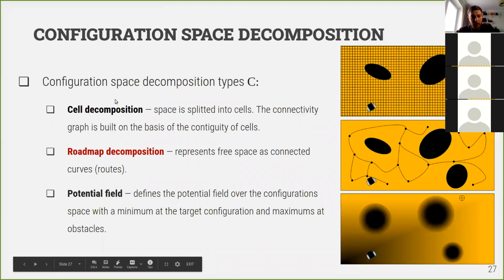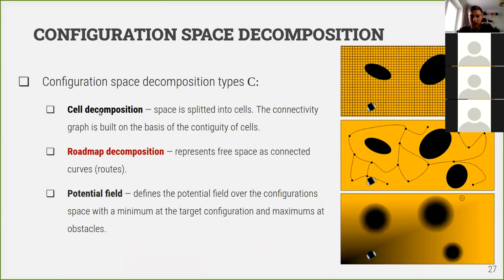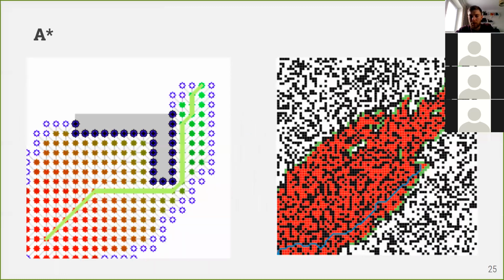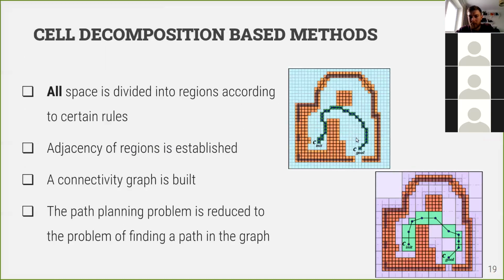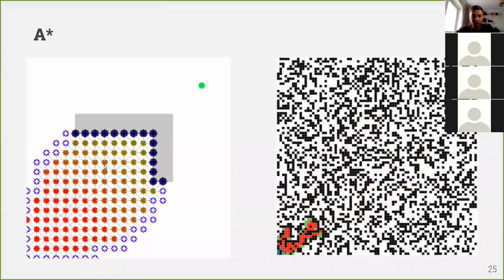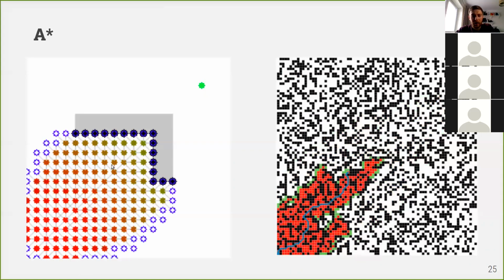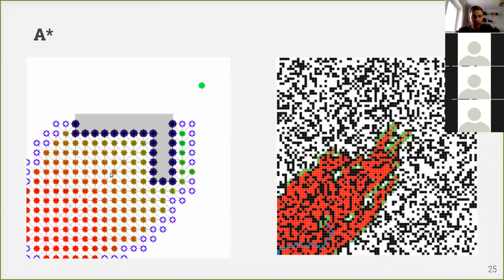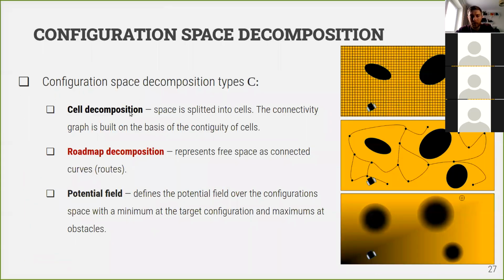So that was cell decomposition. Once again, we decompose our space into cells, both free space and obstacles, as you can see here. Then we build a graph based on the adjacency of these cells. Adjacency is determined by how we can move from one cell to another, either diagonally or not, and so on. Then we just use simple graph search algorithms to find a path in such a space.